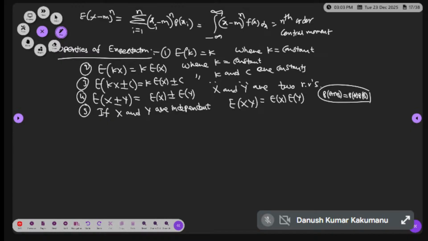What is variance? All of you know. Variance of x is E of x minus m whole square. Yes or no? What is the expansion of E of x minus m whole square? E of x square plus m square minus 2mx. E of x square expansion: E of x square plus, what is the expectation of m square? m is a constant, so the expectation of m square is again m square. Expectation of a constant is a constant. All of you understood?